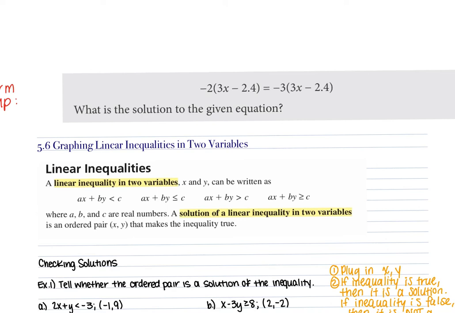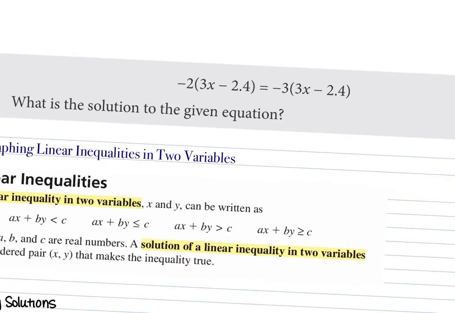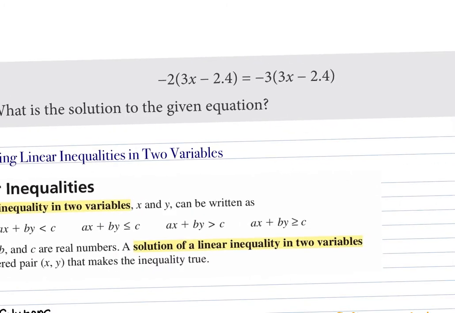They actually distributed both first things first. Love it, okay? That is what I would have done as well. So you're going to take this -2, you're going to distribute it. You're going to take this -3, you're going to distribute it. What's my new equation after I distribute? Did anyone get it? Daniel, what'd you get?